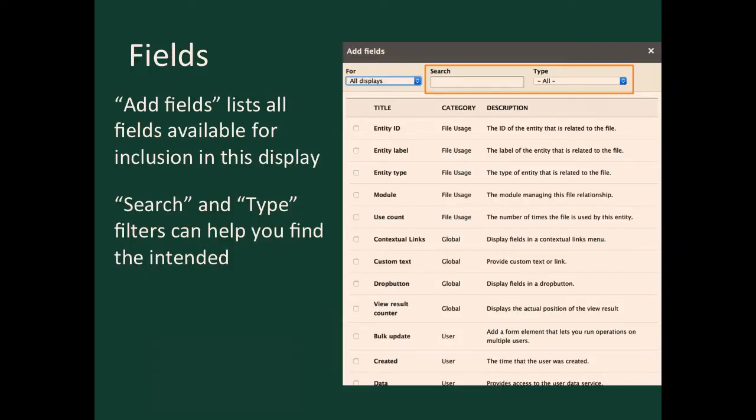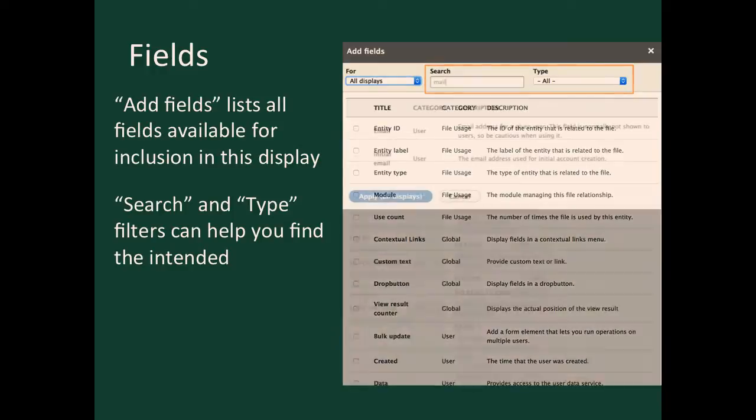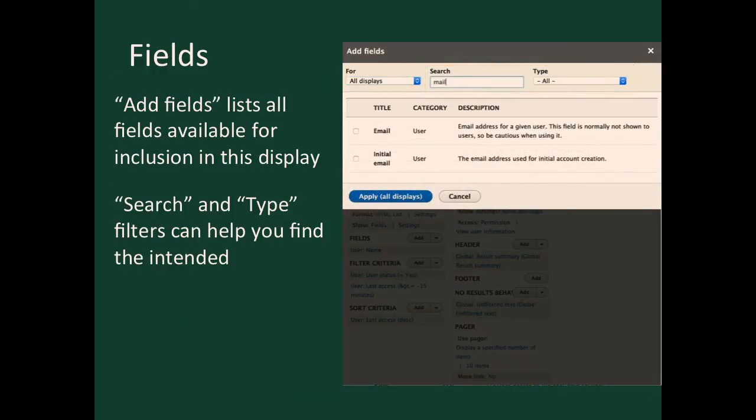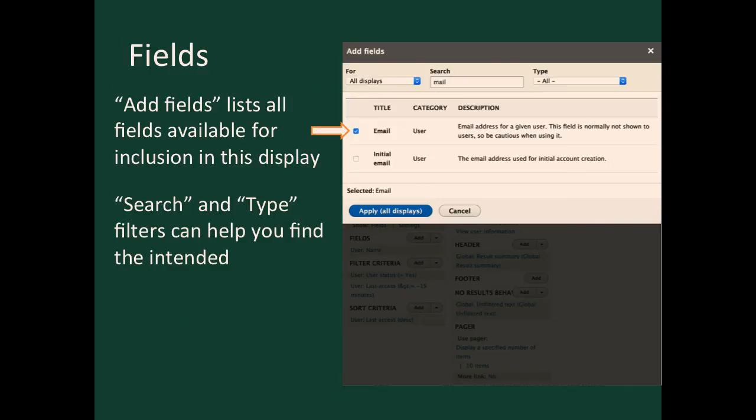For instance, everything that's listed under the file usage category, that's there because there is a picture file associated with each user, and so Views knows automatically to include some fields that are associated with files. There are some global options that are there for various purposes. We're not going to be that interested in those things right now. What I'm mostly going to do is use the search filters at the top of the interface, which are bracketed off in orange, to look for the email field. I'll click on the field that I want to add, and then I'll click on Apply.